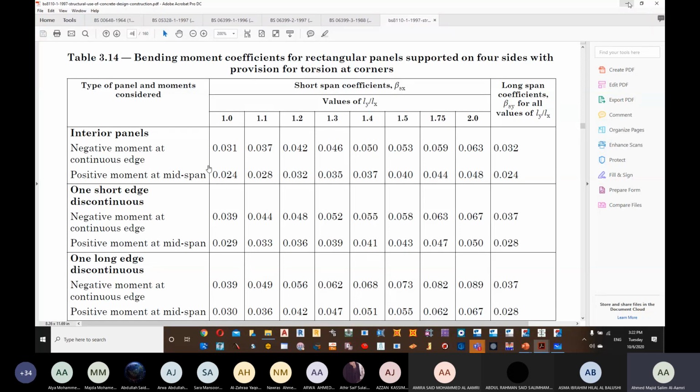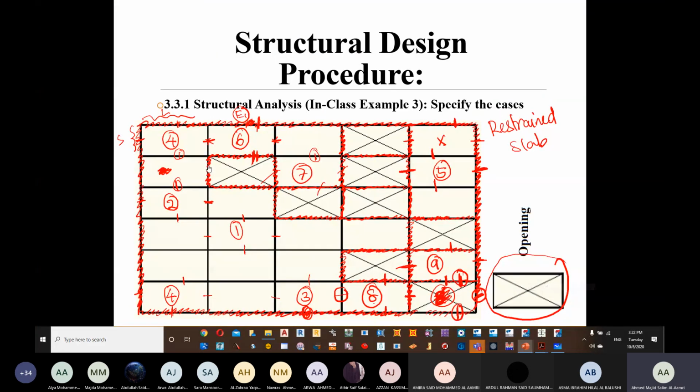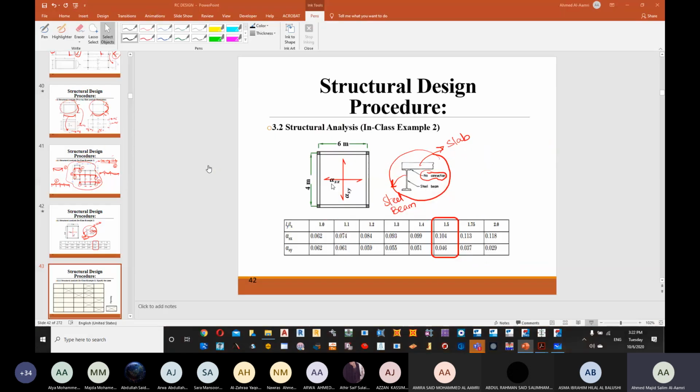One previous question I used to ask in the previous semesters was that they need to identify the cases. After that, based on the case, they need to find the moment. After that, they need to start designing. But if you know how to identify the case, it will help you a lot. Okay. With that, we have finished today's session. The only thing remaining for you is your test.